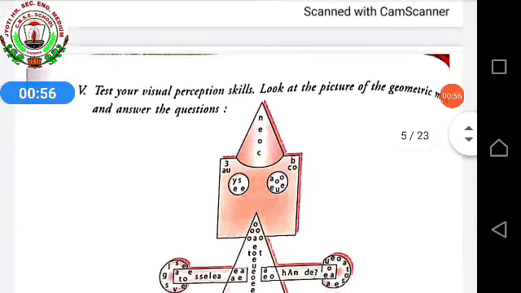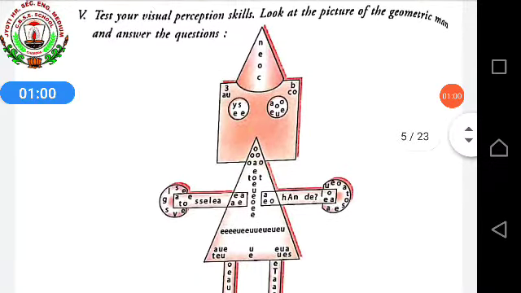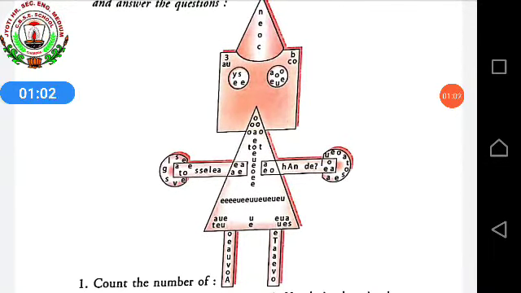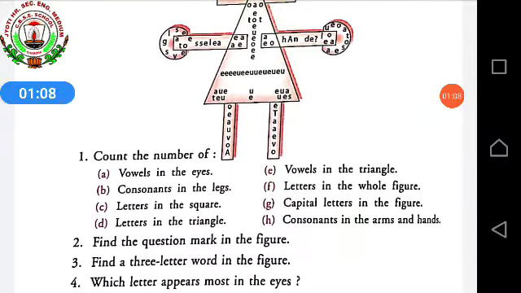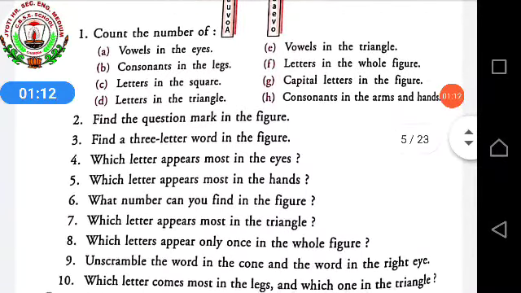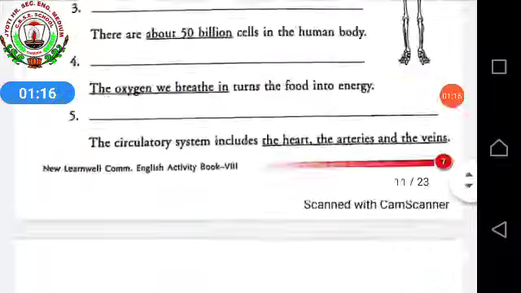Then I told you about the geometric man, how to solve the questions related to this picture, vowels in the eyes, consonants in the legs, letters in the square. I hope you all have finished your work.